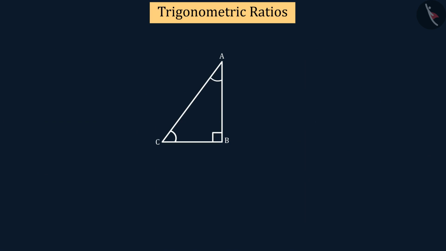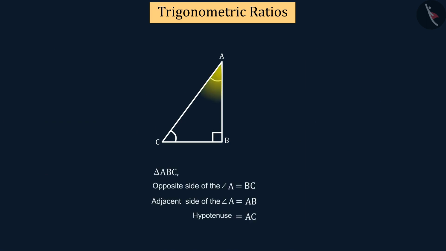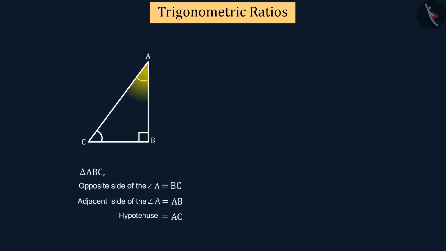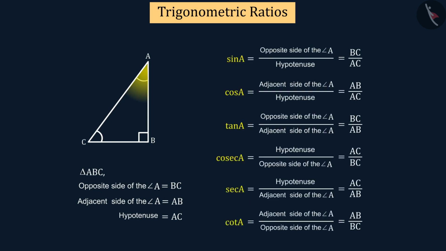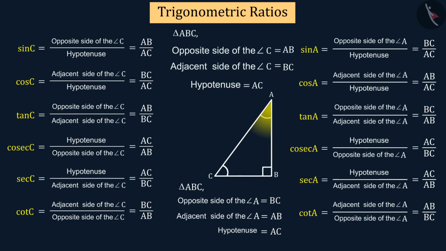Can you now write trigonometric ratios for angle A? Yes, the trigonometric ratios with respect to angle A will be as follows. You can see here that the opposite and adjacent sides change for angle A and angle C. If the names of the angles were not written with them, then it would be difficult to understand which ratio is written for which angle.